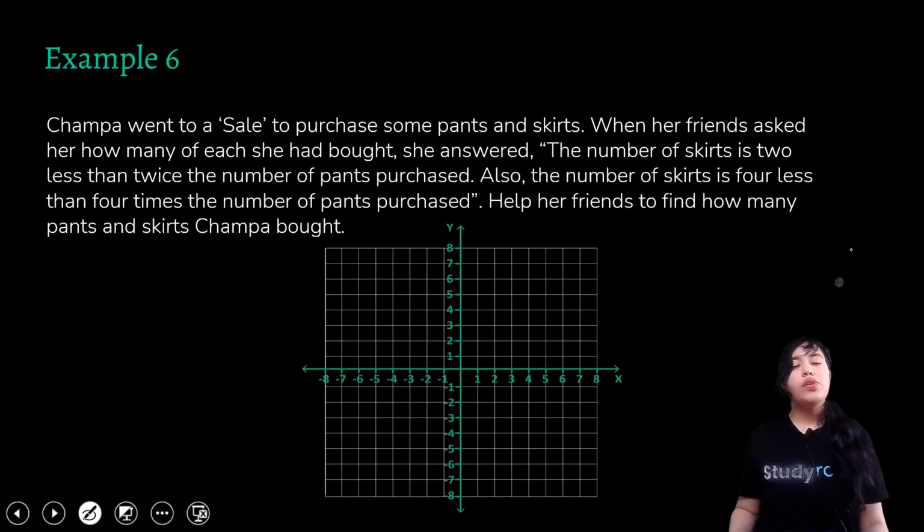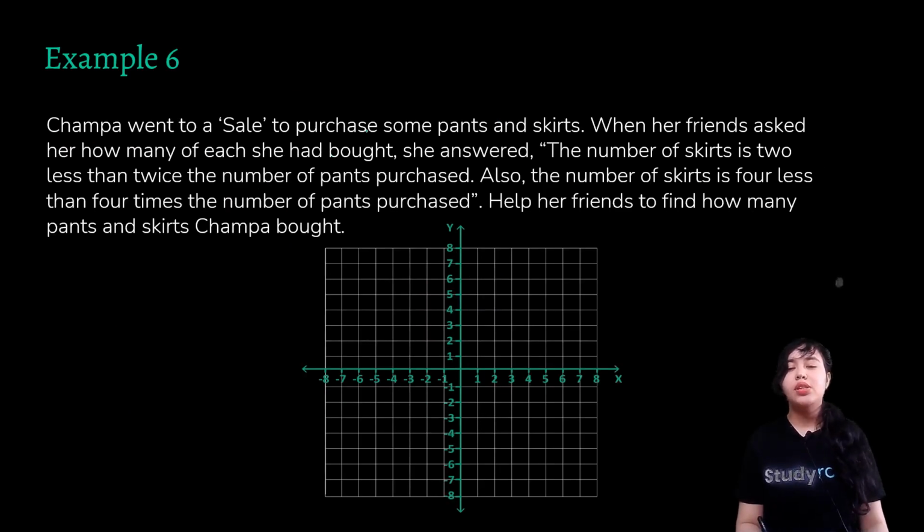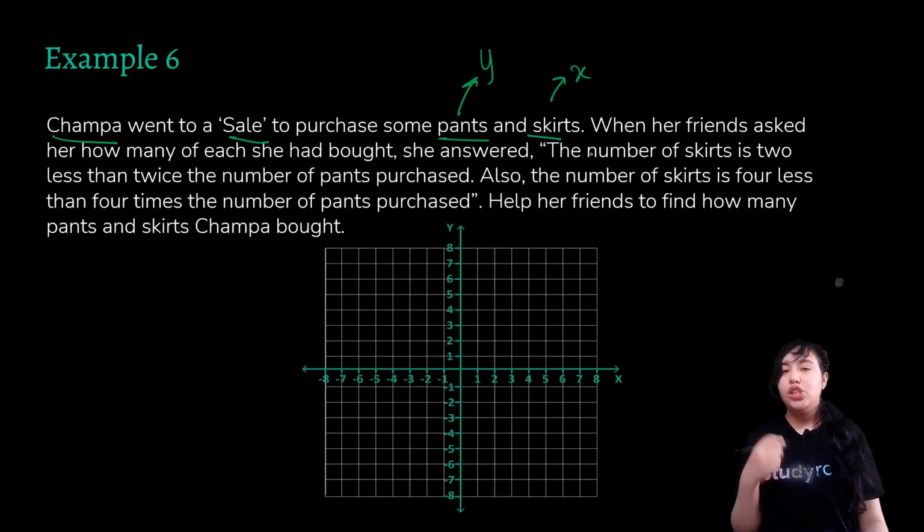Okay. Moving on to example 6, the last example in this topic. So there's this girl Champa, very fond of shopping, I tell you. So she went to a sale and she decided to buy herself some pants and skirts. We don't know the exact number of what she bought. So let's say that the number of skirts that she bought were X and the number of pants that she bought were Y. Now let's look at the conditions which have been mentioned in this particular question.